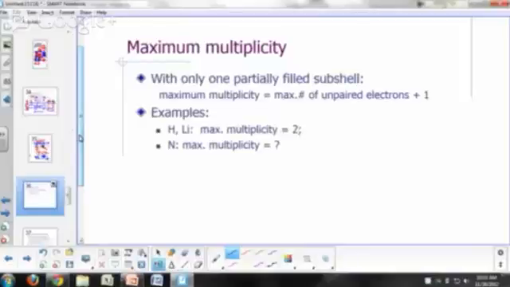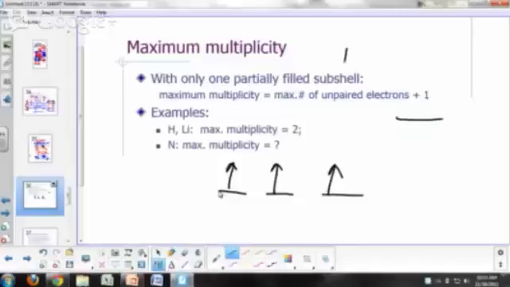If you only have one partially filled subshell, you can figure out your maximum multiplicity by thinking about the case where you spread out your electrons as much as possible within that subshell, with parallel spins. So for example, in lithium, 1s2 2s1, maximum multiplicity is just 2. It's either spin up or spin down.